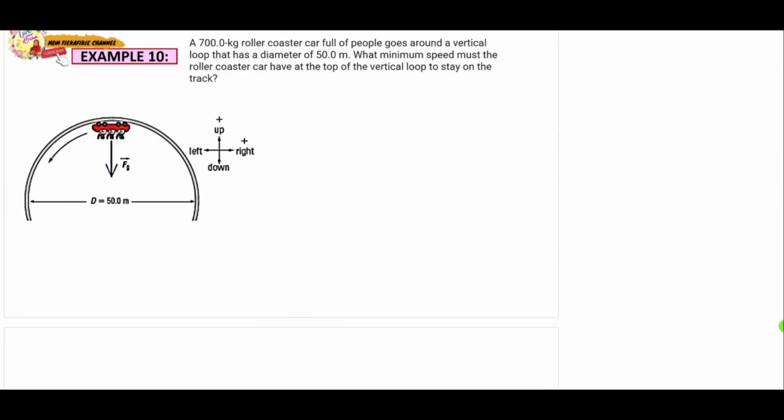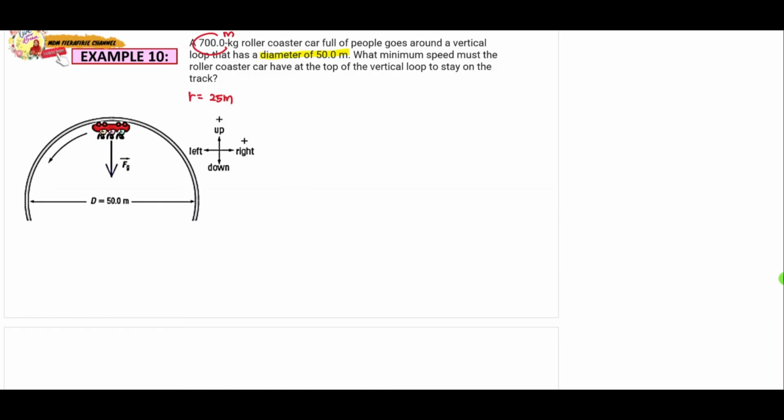Okay? Okay, here we have a roller coaster. So, we have a 700 kg roller coaster car full of people goes around a vertical loop, okay, that has a diameter of 50 meter. Ni semua perangkap awak lah ni, diameter. So given that the diameter is 50 meter, means that the radius of the circle is 25 meter. Okay, and this is the mass, 700 kg.